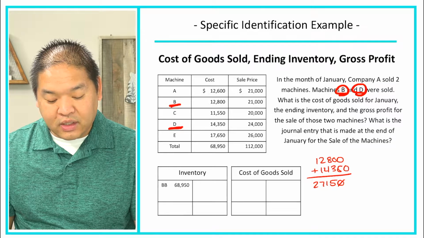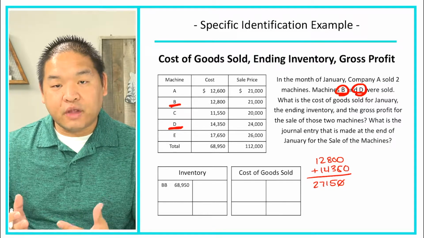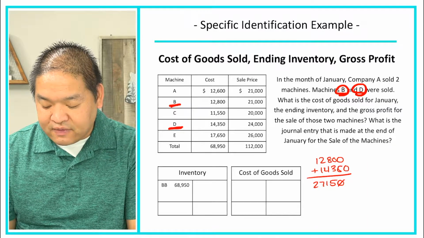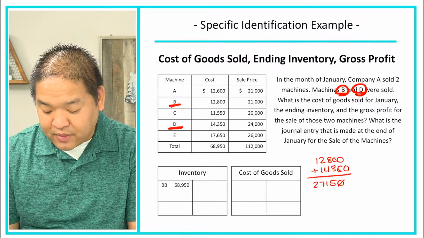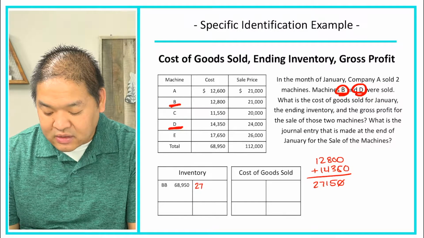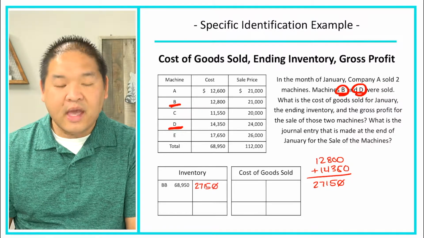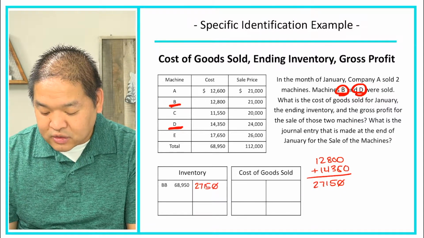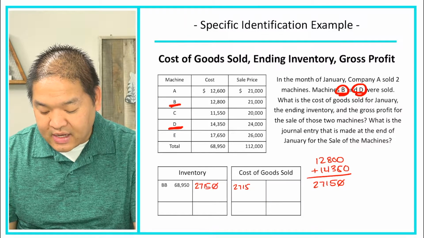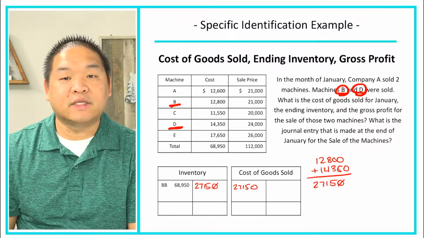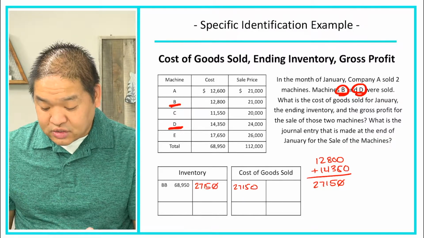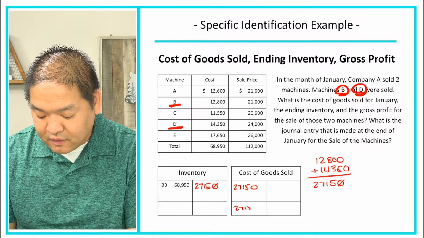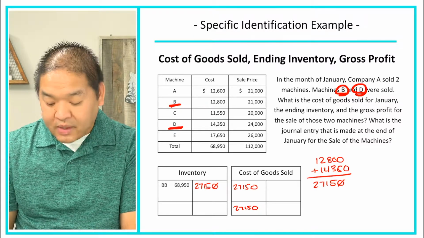So what would our entry look like? Well, I'm going to give you a preview of it because we have it here, and then we'll actually do the entry. So we are moving $27,150 out of inventory. So I'm going to credit inventory $27,150. And so that's a credit, so I need a debit. So we're going to debit that into cost of goods sold. So $27,150 would go to cost of goods sold. So our cost of goods sold, we have no other transactions, would be $27,150.